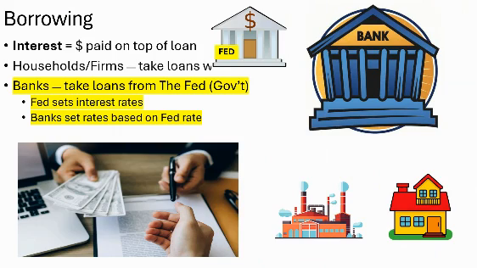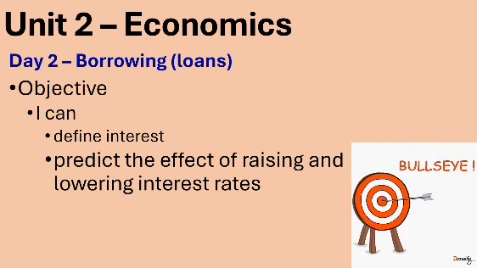If they make it high, it's harder to borrow, less money, less spending, and you can predict what happens to that economy. When they lower interest rates, banks are more likely to borrow, you're more likely to borrow, the money gets out there, and the economy grows. Fed to the banks, banks to the firms and households. That is generally how your economy works.